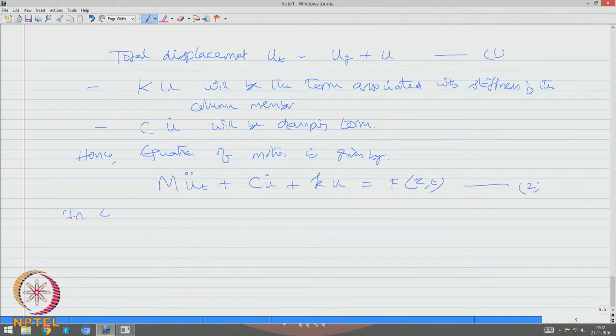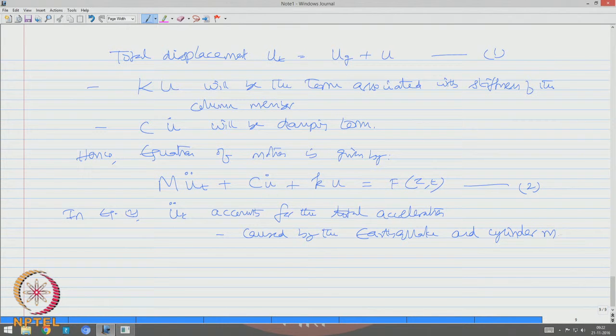Now, in equation 2, u double dot total accounts for the total acceleration, which is caused by the earthquake and cylinder motion. F z of t is the usual Morrison force.